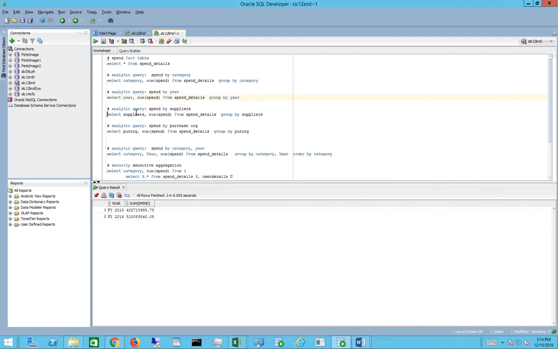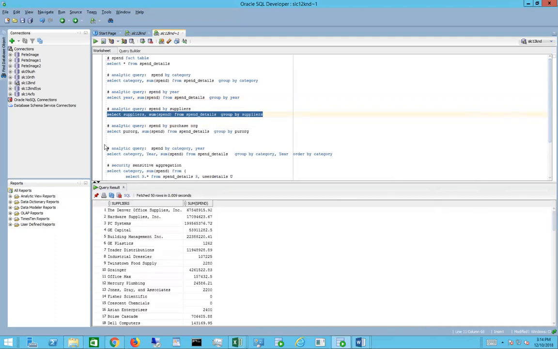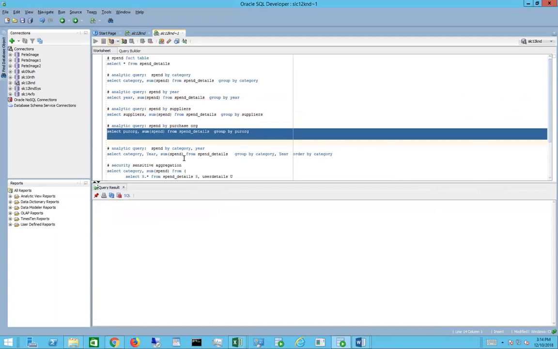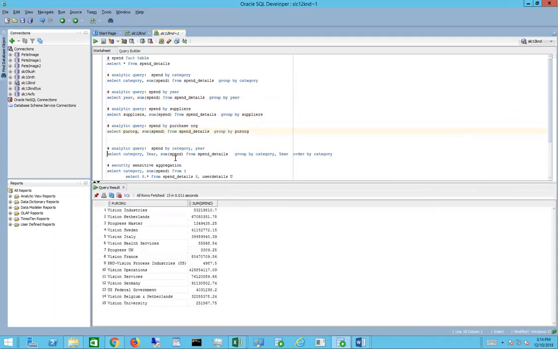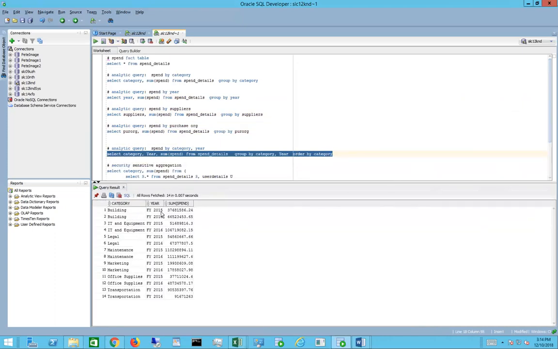The other type of query you can ask on the same table is spend by suppliers or spend by purchase org, or you can even do it by two concepts. Here it shows spend by category and year, where we do a group by two concepts, like year, showing 2015 and 16 and so on.